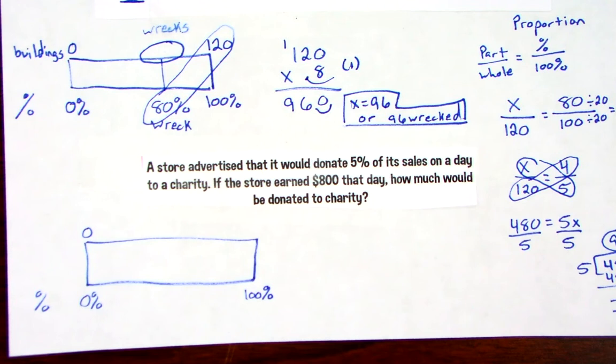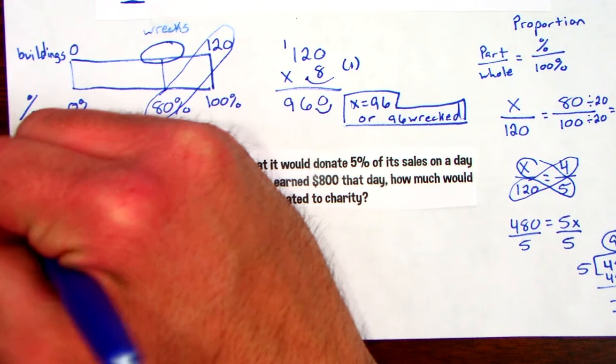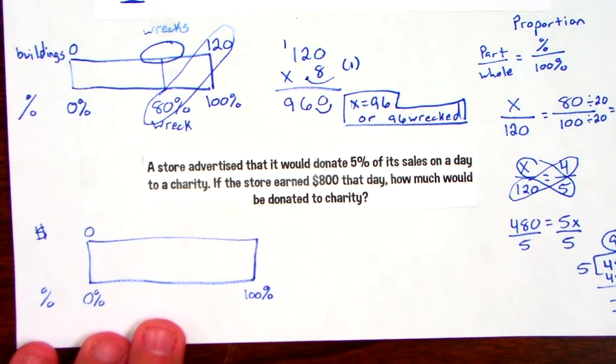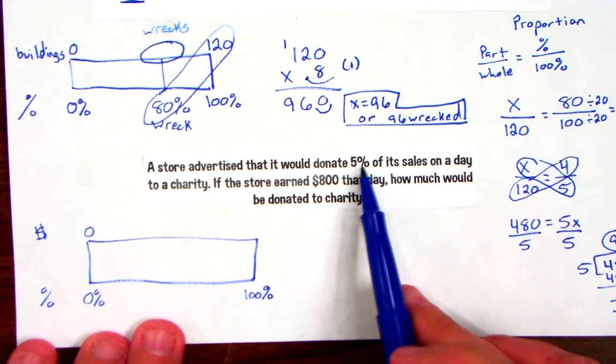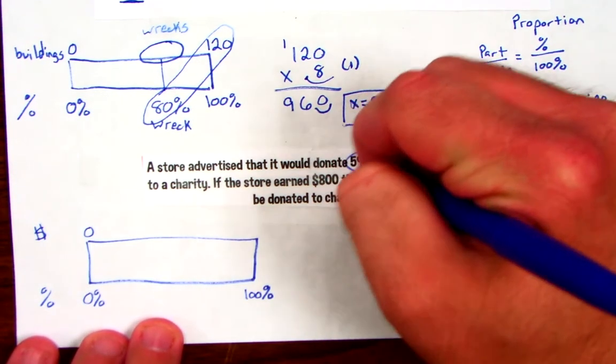Now, a store advertised that it would donate 5% of its sales on a day to charity. If the store earned $800 that day, how much would be donated to charity? So we're talking about money here. Now, if we read the problem again, it gives me a percent. So put your percent down.